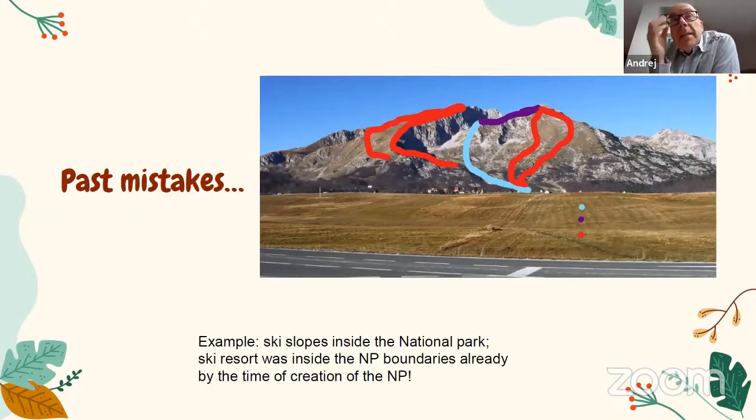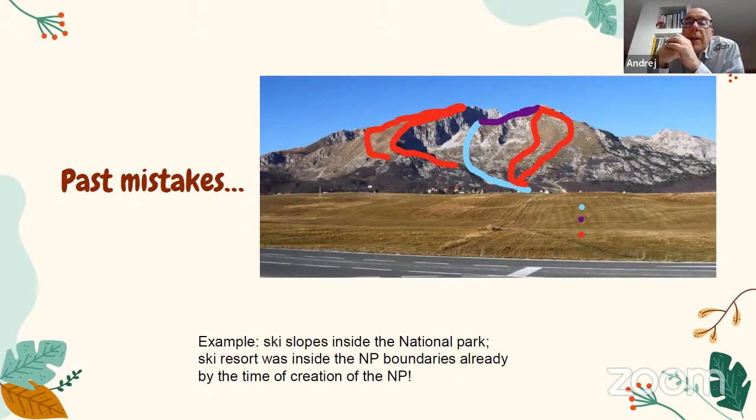Yeah, we made some mistakes in the past, and it's very difficult to amend these kinds of mistakes. So we established our protected areas in places where we already had some devastating activities, which at that time perhaps were not regarded as devastating, but today, when the extent of untouched nature is shrinking, we realize that this is not compatible with nature conservation.